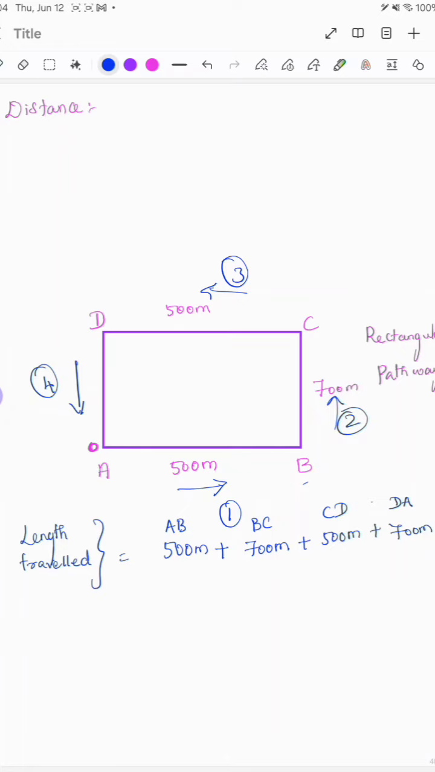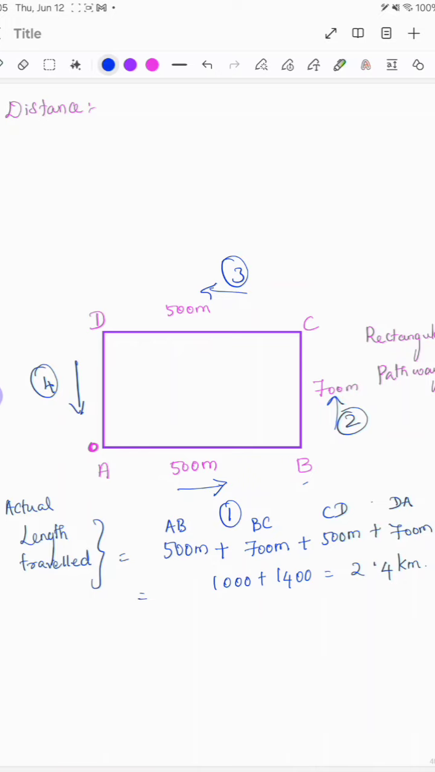You are coming back to the same position after completing one rectangular park. So how much have you traveled? 1000 plus 1400. So totally you have traveled 2.4 kilometers or 2400 meters. This is the actual length, the distance you have covered. This is the actual length you have traveled, starting from position A and completing your walking in the same spot.